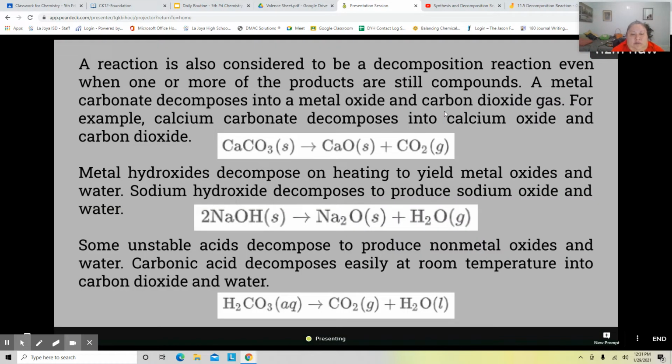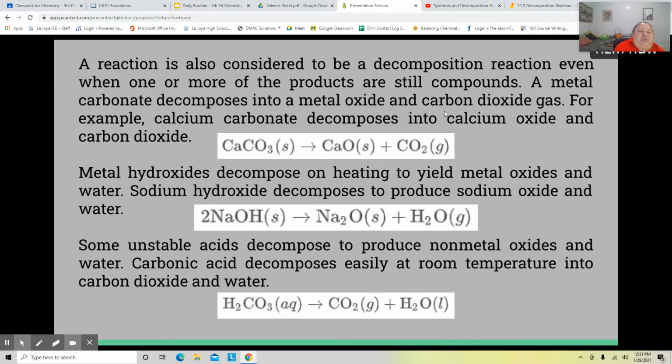So now we're going to talk about some more examples of decomposition reaction. A reaction is also considered to be decomposition even when 1 or more of the products is still a compound. So it's not always going to happen that your compound will break up into elements. It could also break into smaller compounds. Just because you have a compound as one of your products does not change the fact that it is still a decomposition reaction.